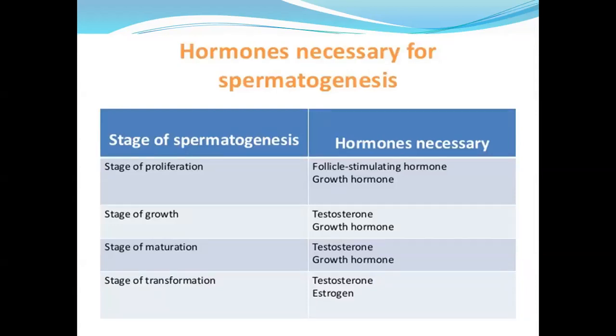Now, the hormones necessary for spermatogenesis: in the stage of proliferation, that is spermatogonia, when it divides again and again up to the primary spermatocyte, it is mainly the follicle stimulating hormone which helps in the process, along with growth hormone which gives the metabolic aid. Now, from puberty, when it changes from primary to secondary spermatocyte, it is the testosterone and growth hormone which are important for the reductional division as well as maturation. And subsequently, for the transformation from the spermatid to spermatozoa, testosterone definitely has an important role, and estrogen probably has a role in the stage of transformation.